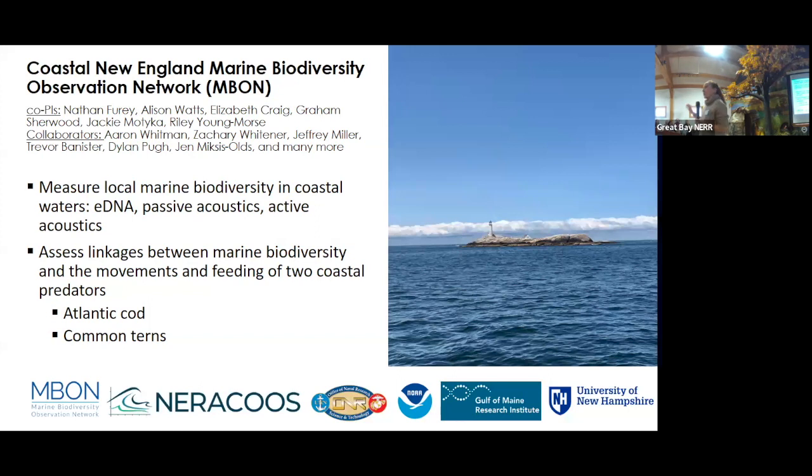So the MBON project is a pretty large project with the primary goal of measuring local marine biodiversity in our coastal waters. And that's using several different metrics of biodiversity, including eDNA, passive and active acoustics, as well as telemetry. And the purpose of this is to try and get at the linkages between marine biodiversity and two of our favorite local predators, Atlantic cod and common terns. And you'll hear much more about the common terns shortly, but I will be talking today about Atlantic cod, my project.